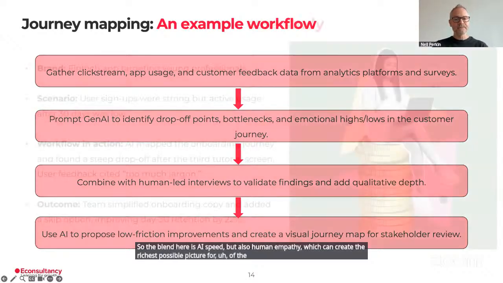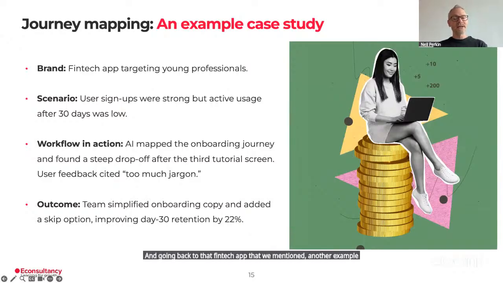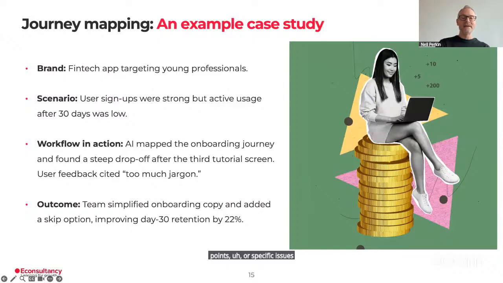And going back to that fintech app that we mentioned, another example of using AI in journey mapping might be that through the analysis of journey analytics, it was able to identify that whilst user signups were good, the rate of active usage of those customers after 30 days is pretty low. So here you could do a bit of deeper analysis of the analytics and the onboarding process, and you can identify maybe the drop-off points or specific issues that can then be addressed.